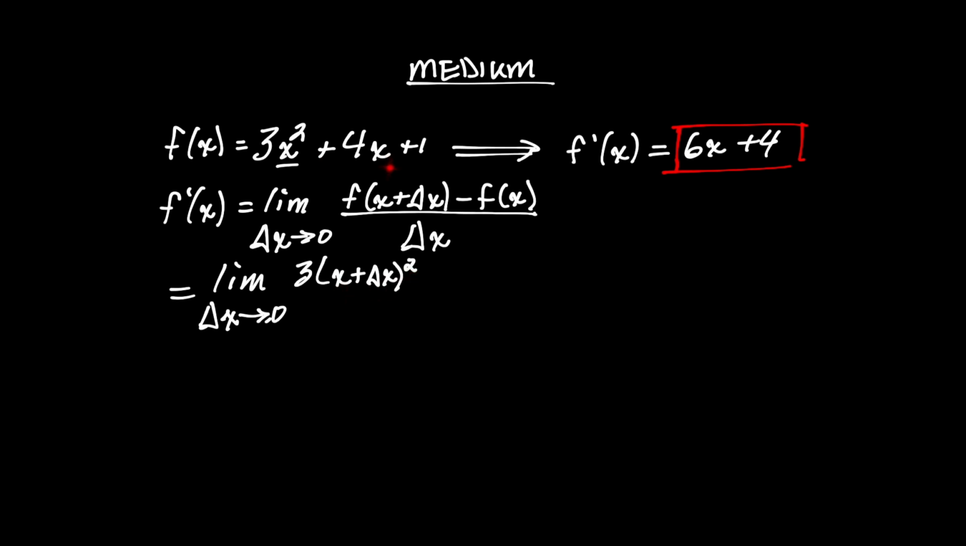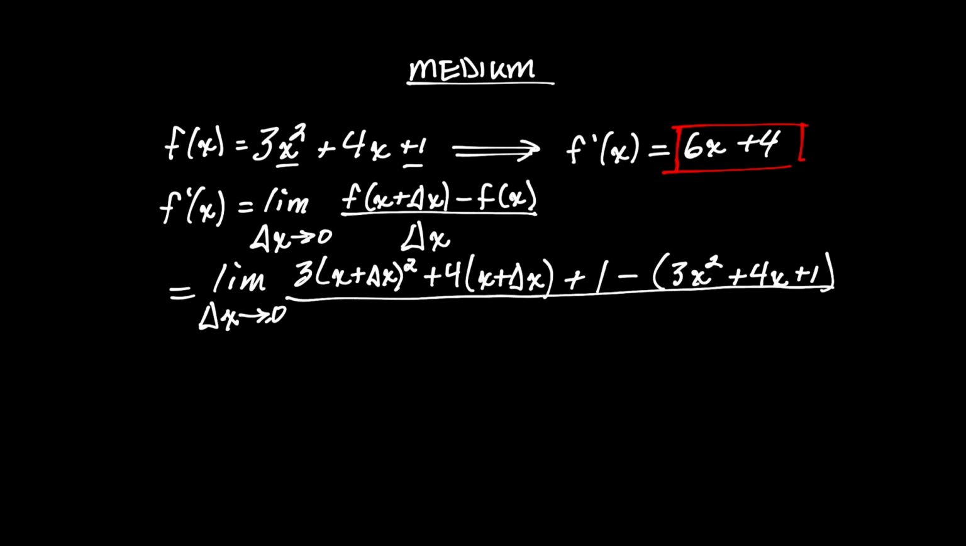Plus 4x, so I'm going to put in a 4 times x plus delta x. And then I've got my 1. Don't forget the 1. I forget it all the time. Minus the function. Put your parentheses because you're going to subtract every one of these terms. So 4x plus 1. All right, and then that is all over delta x.